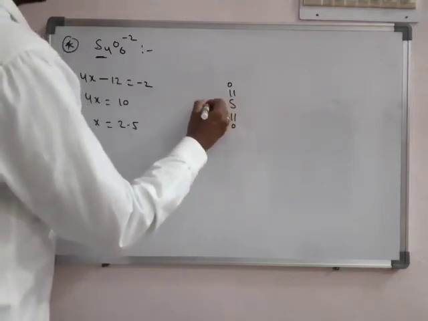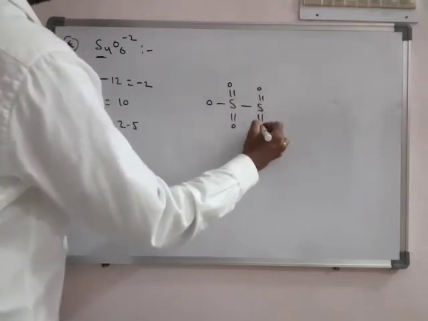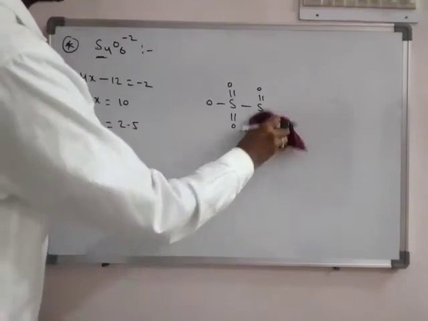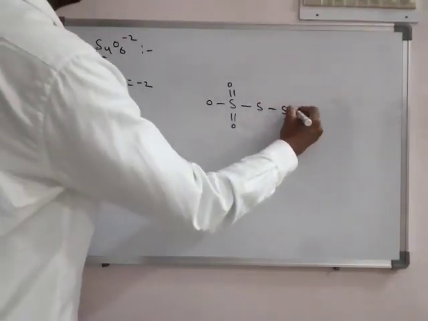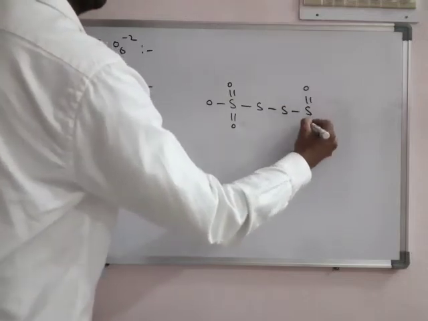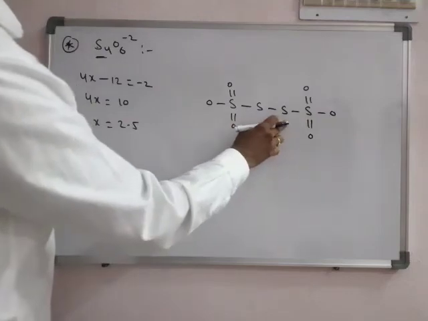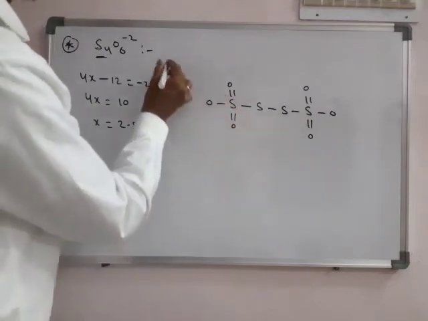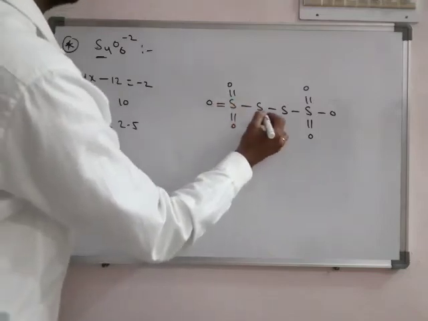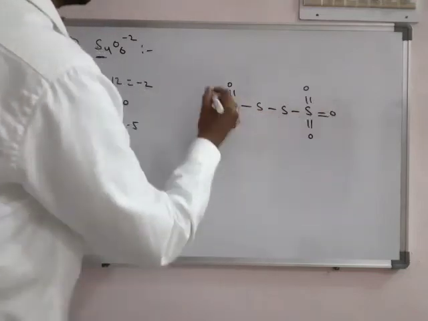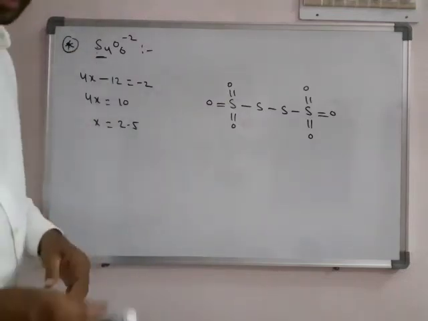S4O6, okay, that is O. So 4 sulfurs are present. This is S4O6 minus 2. Minus 2 means the overall charge is minus 2. So the normal calculation we got like this, but its structure is like this.